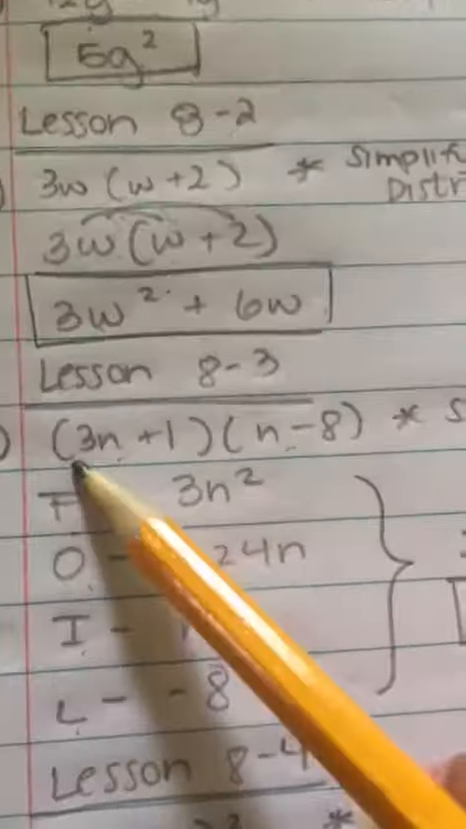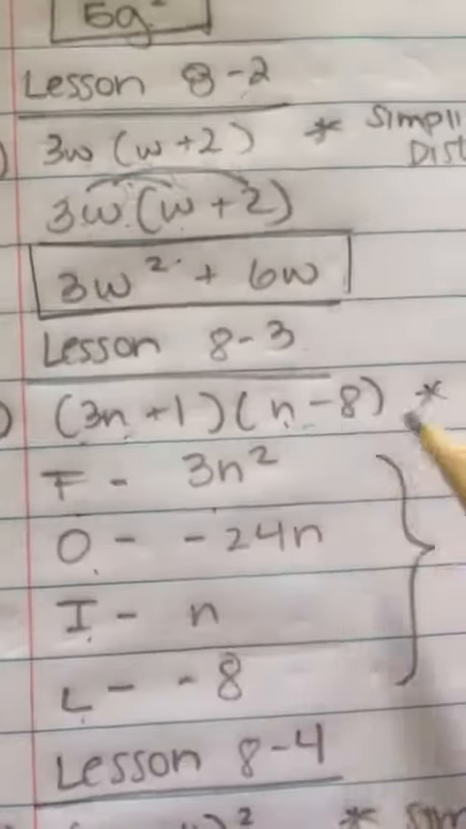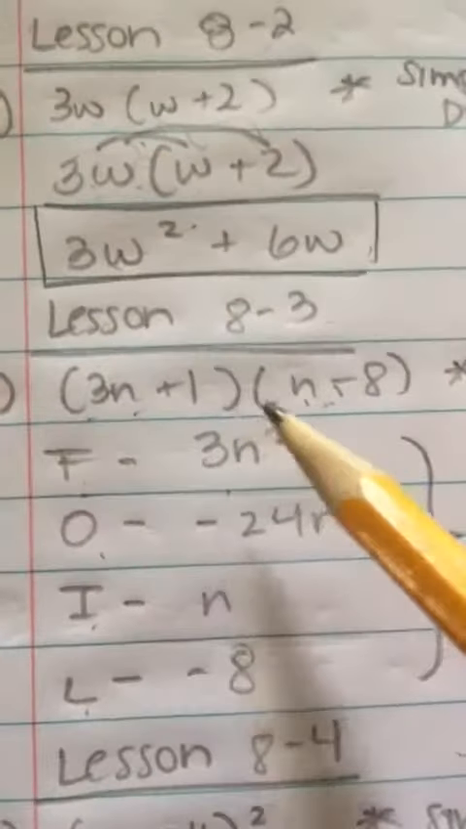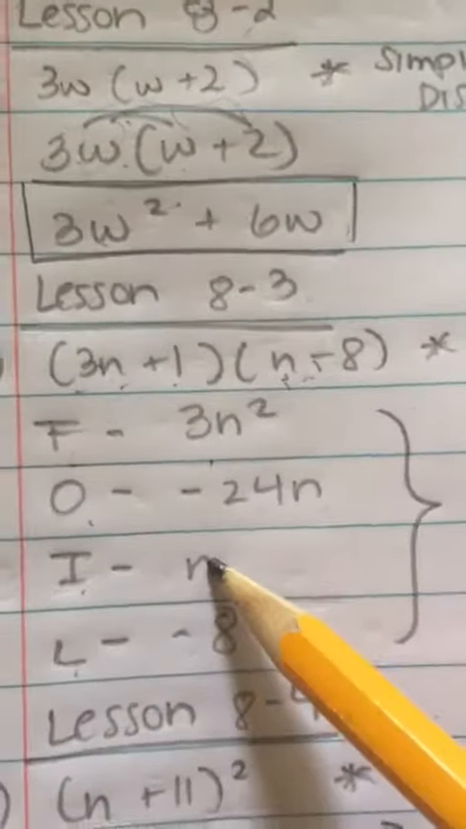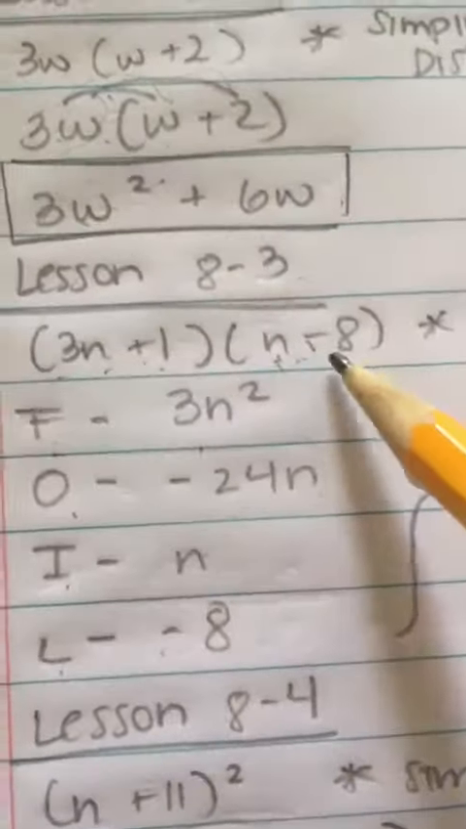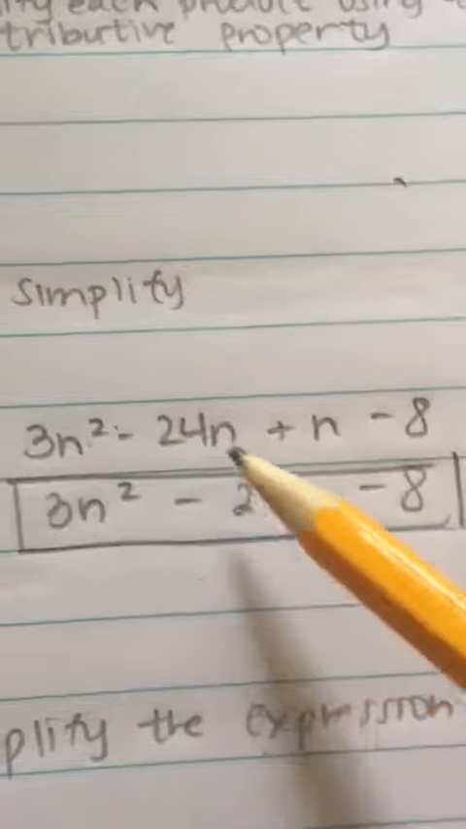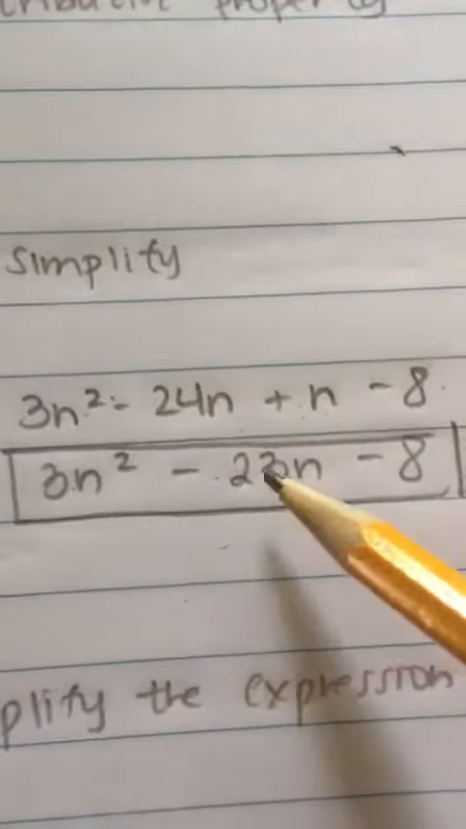So the first terms are 3n and n, and 3n times n is 3n squared. The outer terms are 3n and negative 8, giving me negative 24n. The inner terms are 1 and n, making it only n. And the last terms are 1 times negative 8, which is negative 8. Putting this all together in order, we get 3n squared minus 24n plus n minus 8. Combining like terms, we get 3n squared minus 23n minus 8.